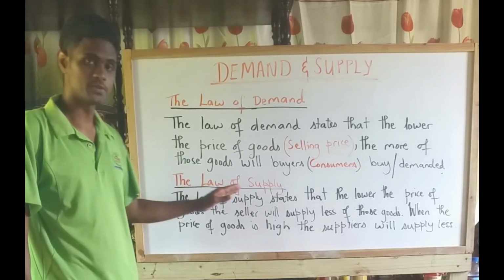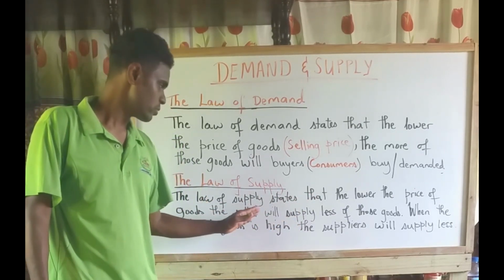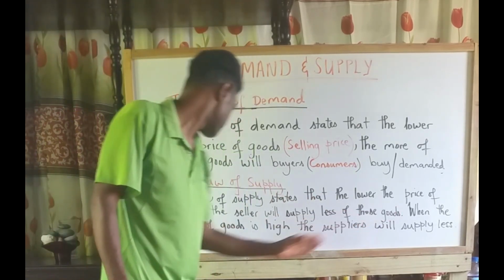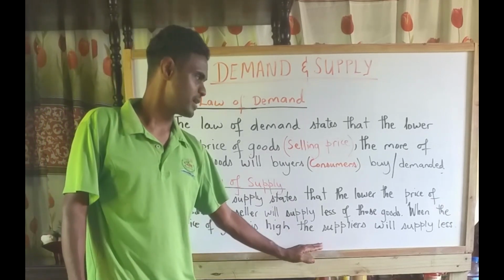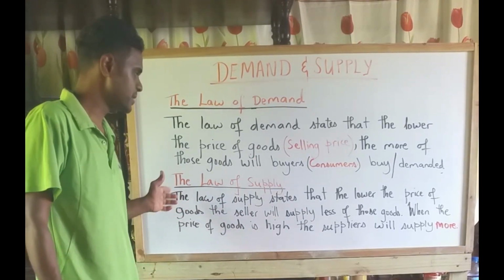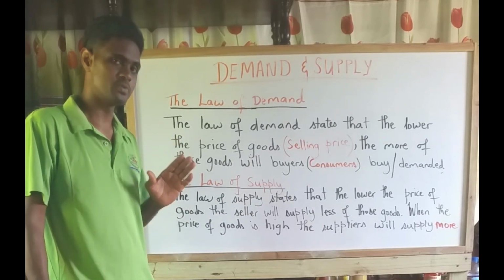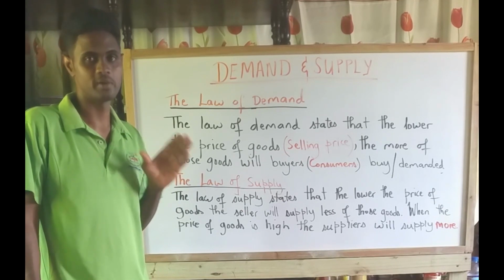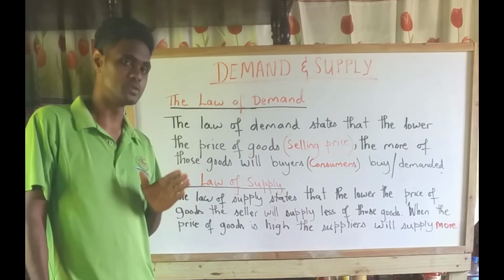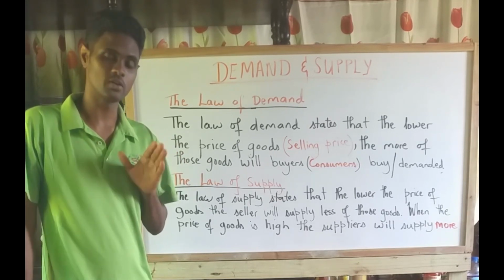Alright, let's move to the law of supply. The law of supply states that the lower the price of goods, the seller will supply less of those goods. On the other hand, when the price of goods is high, the supplier will supply more of the goods. So the law of supply is written from the seller's perspective. The seller always tries to maximize profit. So if the selling price is low, the seller or supplier will not want to supply a lot of those goods because they will not make a lot of money. However, if the selling price goes up, they will intend to supply more of those goods because they want to fetch a higher price or make more money.